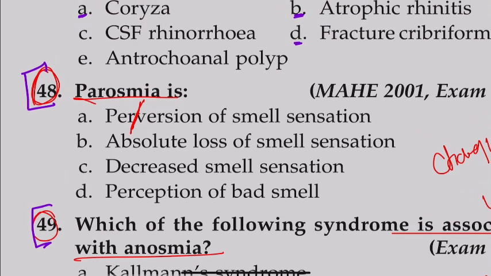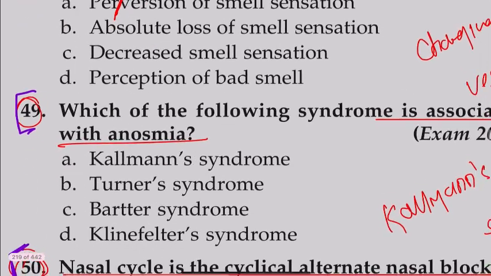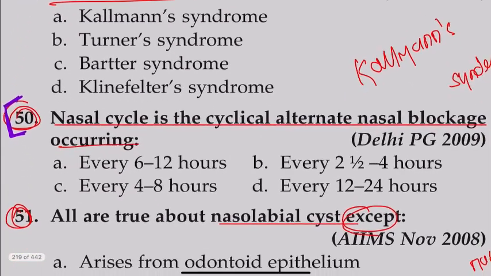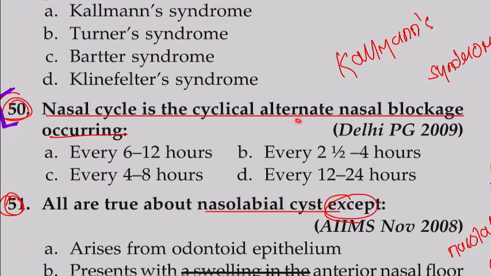Parosmia is the perversion of smell sensation. Here a good smell appears bad to the patient, right? Okay, perversion. Which of the following syndromes is associated with anosmia? The syndrome associated with anosmia is Kallmann's syndrome.